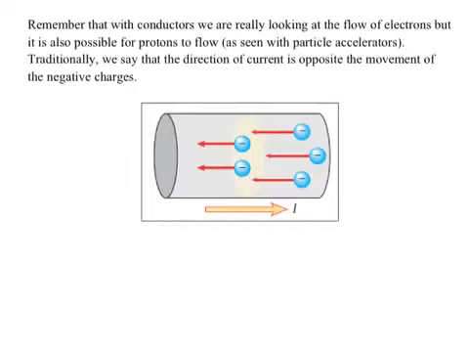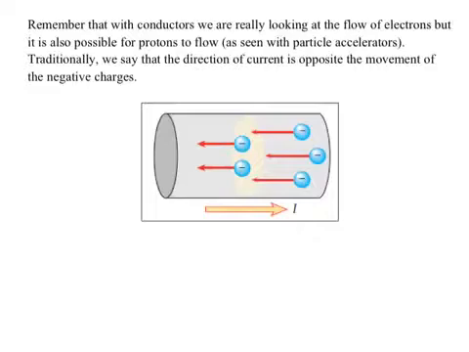So first remember that with conductors we're really looking at the flow of electrons, but it's also possible for protons to flow. Now, what we're going to think about is that a flow of positive charges really gives the same electric current and has the same effect in the circuit as an equal flow of negative charges in the opposite direction. So it doesn't really matter which way to think about it.